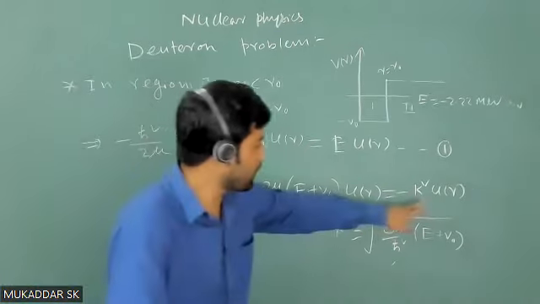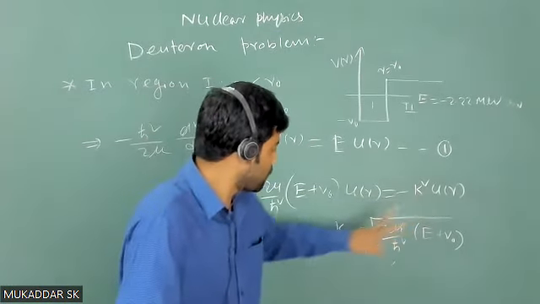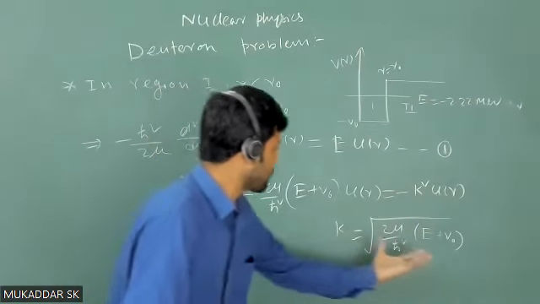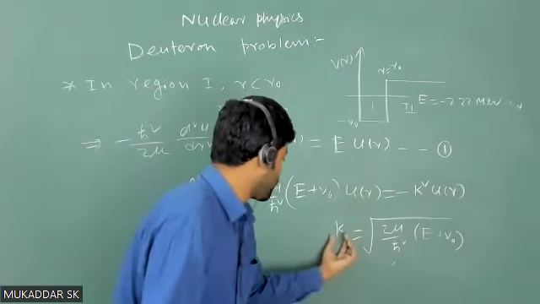So the propagation vector should be some real number. So I've taken this factor in such a way that it will be positive.